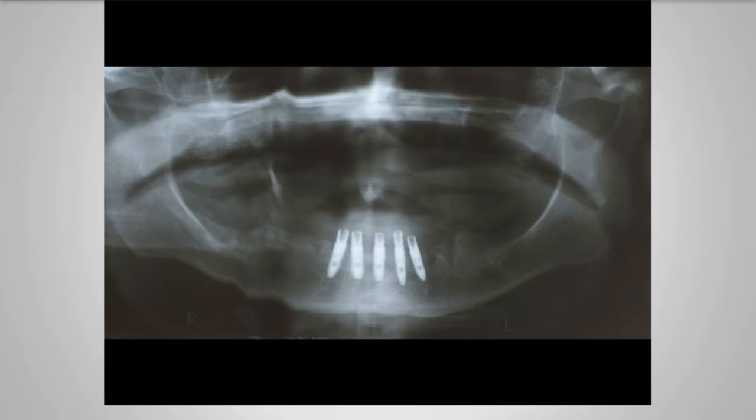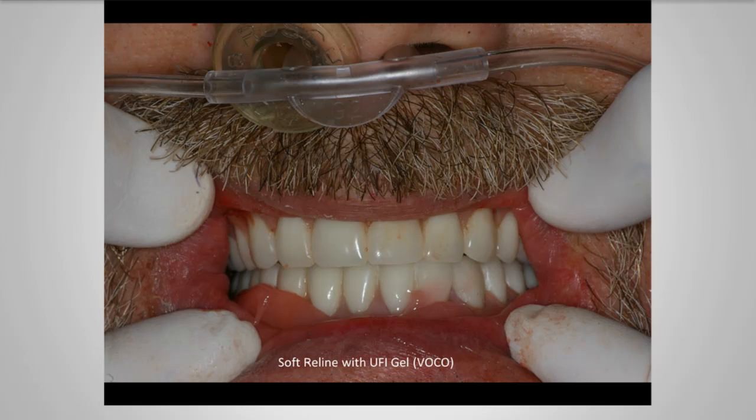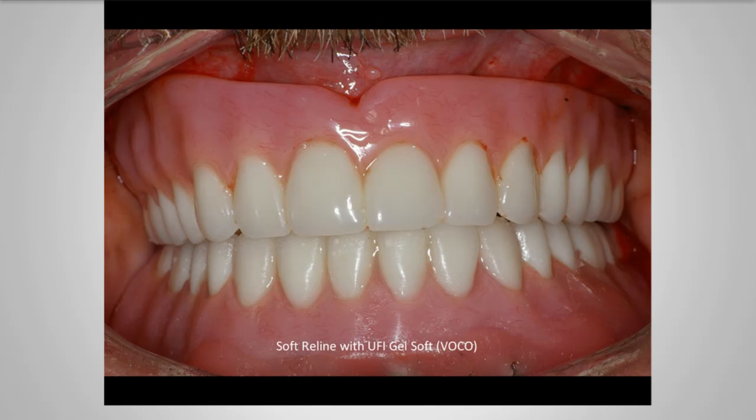Notice the interdental bone, not only the buccal bone, but the interdental bone that came out with these teeth. This is not because of the method of extraction. This is just because of the type of bone that was there and the diseased bone that was evident. Here we see the 5 Engage implants from the A to E position. Here we see the soft reline that we utilize, and this is the Eufy gel from Voco.